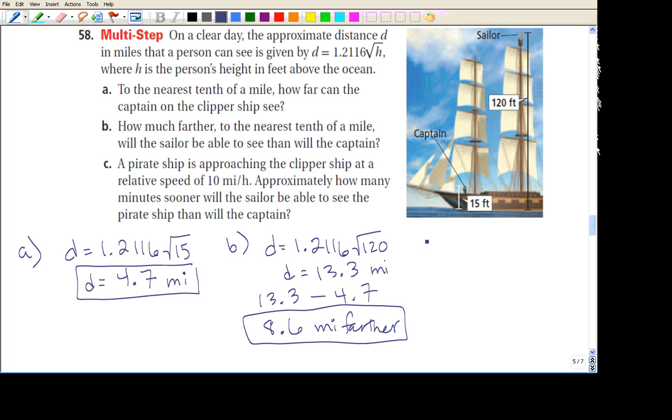And now for part C. A pirate ship is approaching the clipper ship at a relative speed of 10 miles per hour. Approximately how many minutes sooner will the sailor be able to see the pirate ship than will the captain?